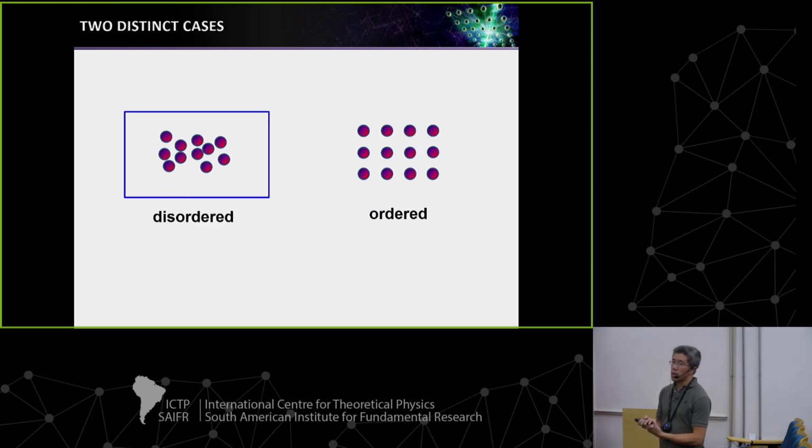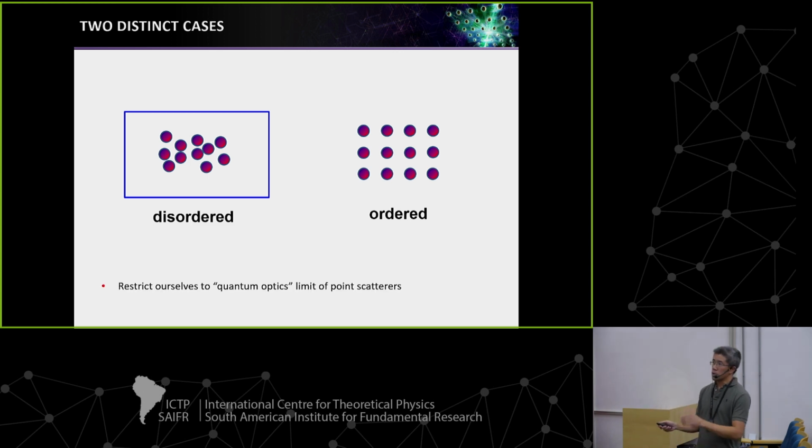Okay, so then you might expect that if you want to answer this refractive index problem, there's at least two different limiting cases. In one case, you could say maybe the atoms are completely disordered, like an atomic gas. In the opposite case, you have a crystal, where the atoms are perfectly ordered. And for now, let's just restrict ourselves to the quantum optics limit of point scatterers, which means that you can literally apply this kind of Green's function spin model formalism to this problem.